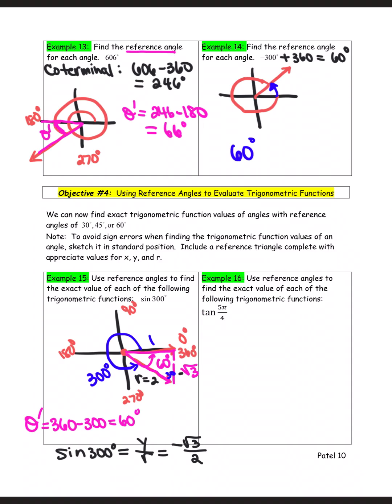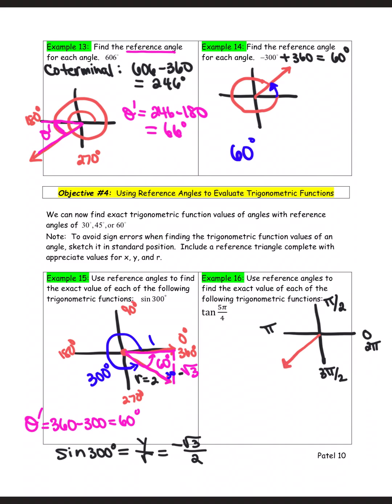Now we're finding tangent of 5 pi over 4. So this is 0, pi over 2, pi, 3 pi over 2, 2 pi. If you don't like to think in terms of radians, you can always convert it to degrees. So 5 pi over 4 is equivalent to 225. So that's in quadrant 3.